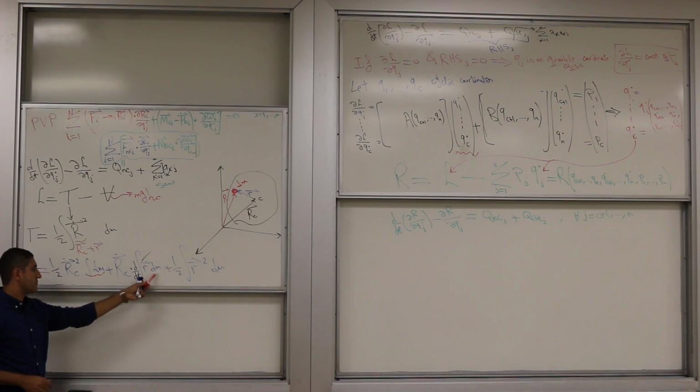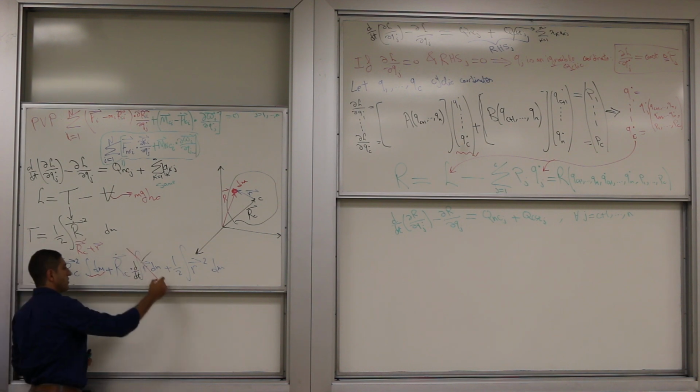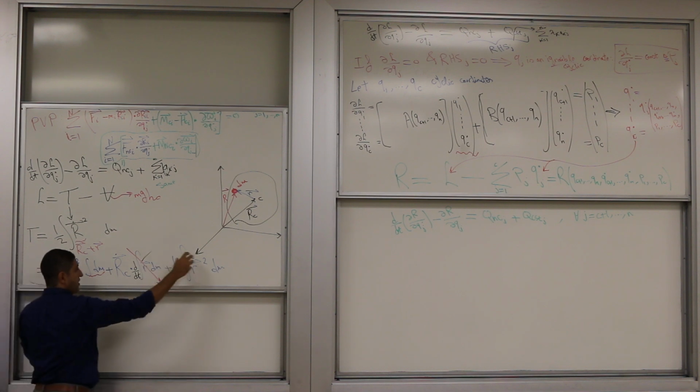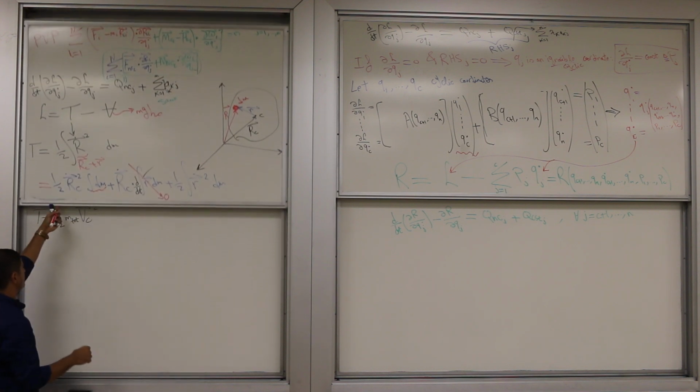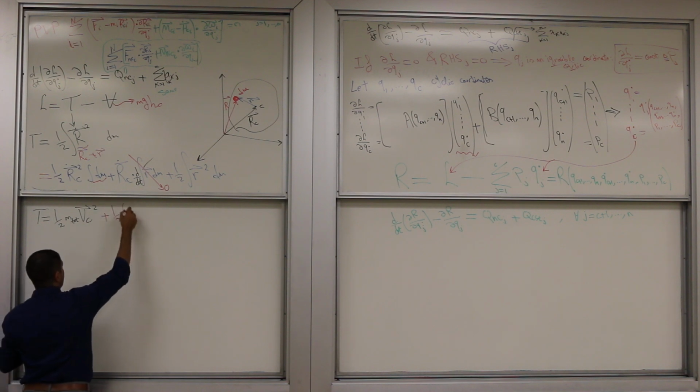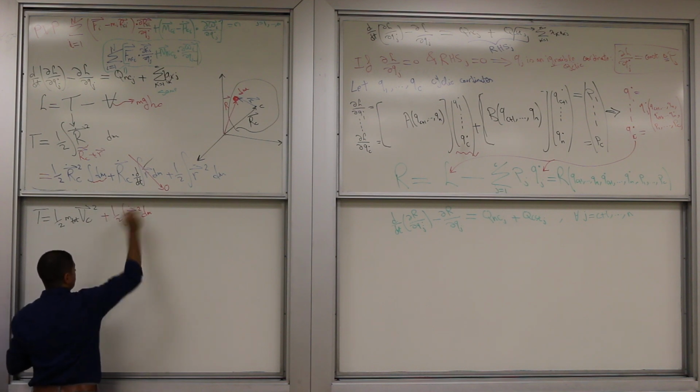What's that? 0. This is 0. We discussed it several times before. So we end with this term, so I have to add this term: plus 1/2 little r dot squared dm.